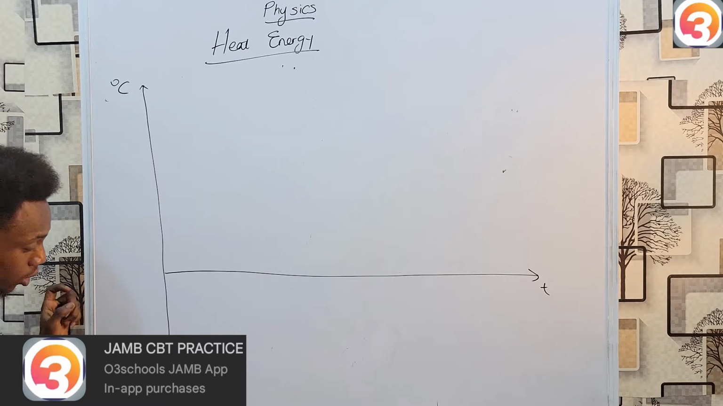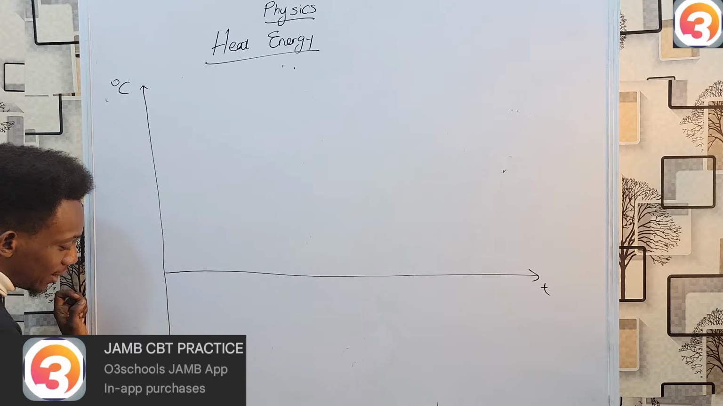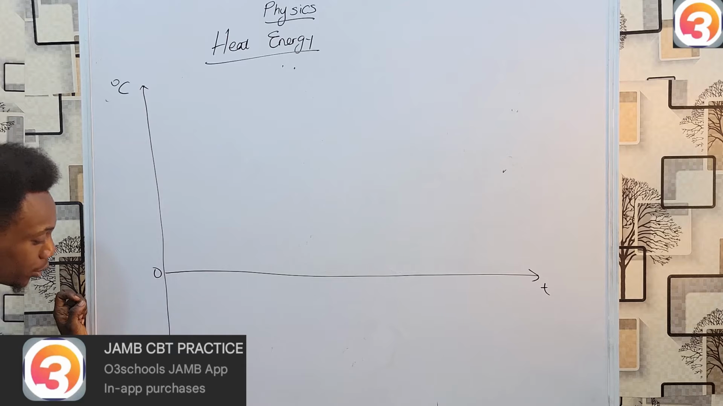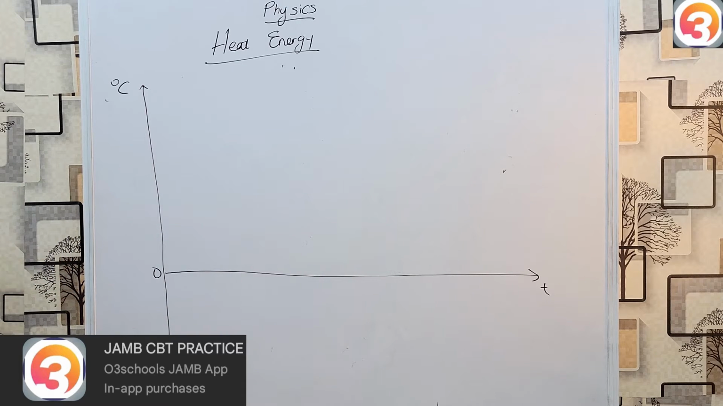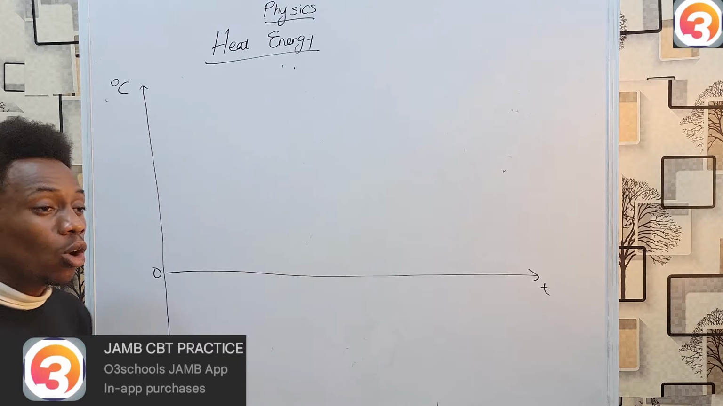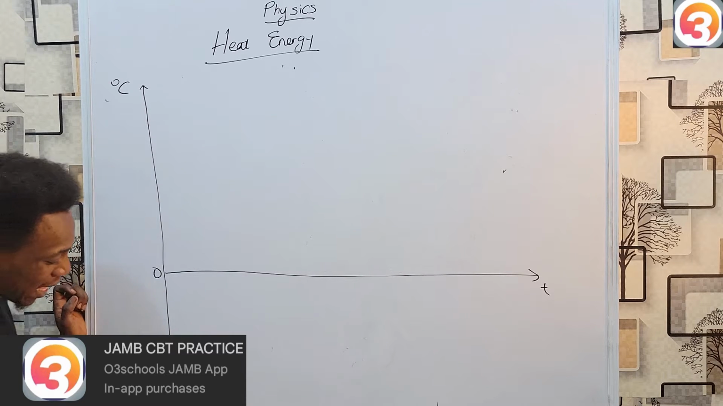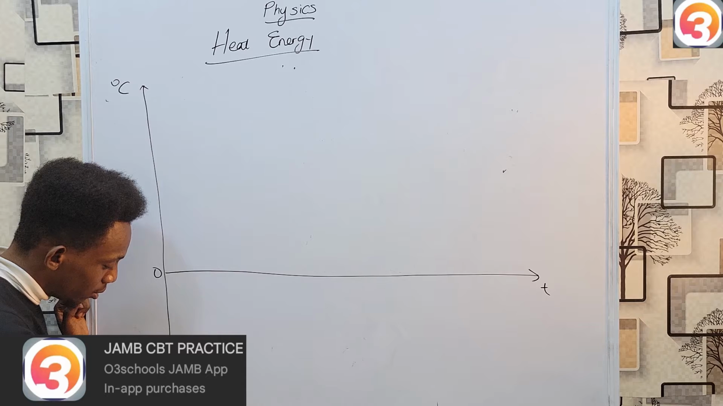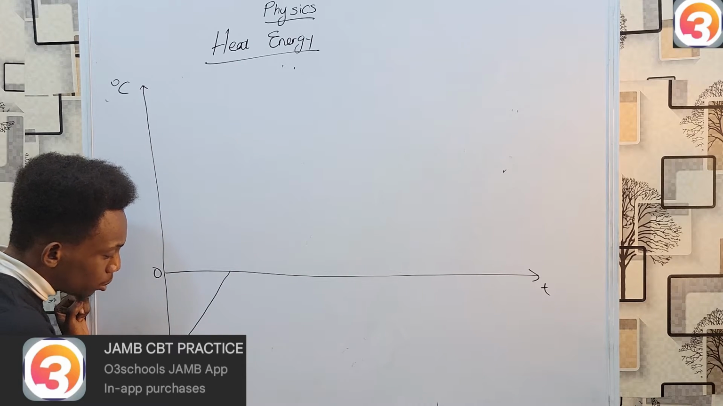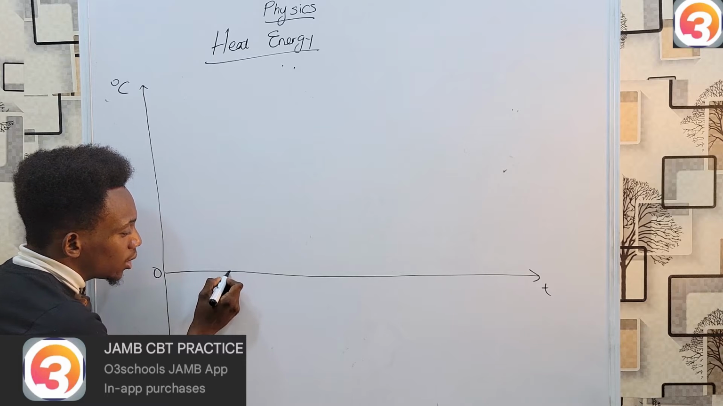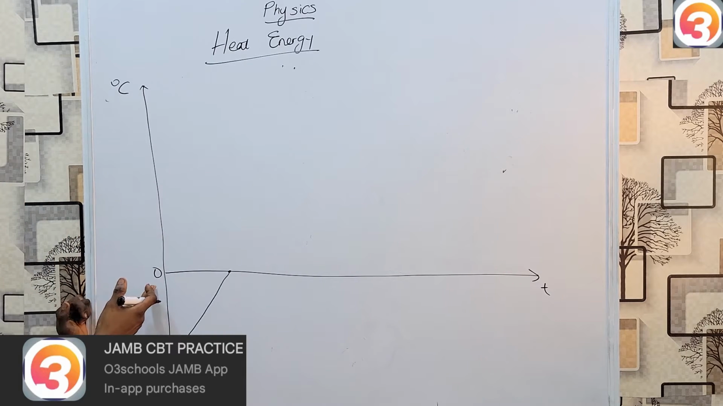So let's say we start with ice. Ice, obviously, is at minus 30 degrees Celsius. Now, if I have ice and I begin to apply heat, the temperature of my ice must increase. In this situation, we are in the solid phase. The temperature of the ice will increase until it gets to its melting point, which is 0. Then the temperature remains constant.